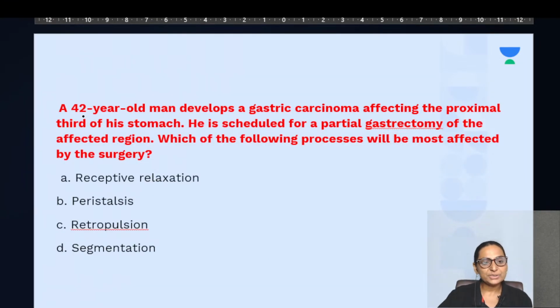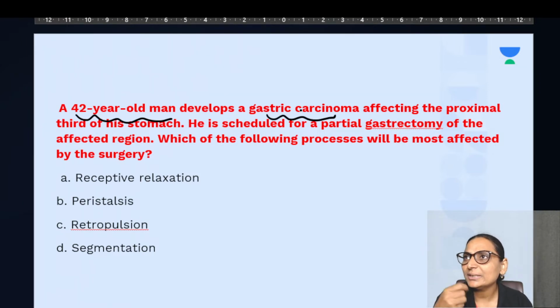Now, there is a 42-year-old man who develops a gastric carcinoma. Did you eat? What did you eat? कौन सी सब्जी लाए थे नीचे से?